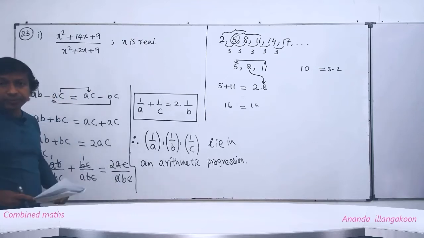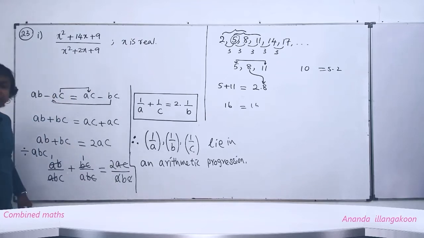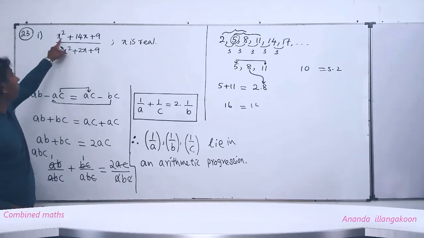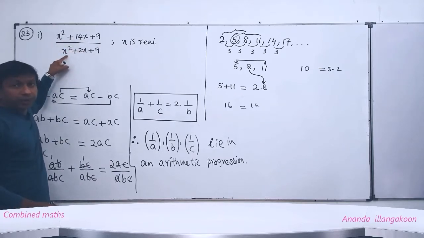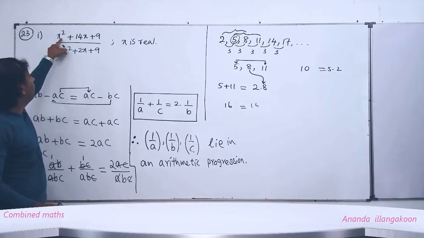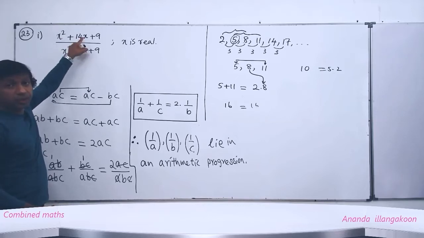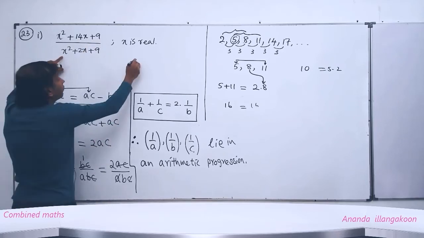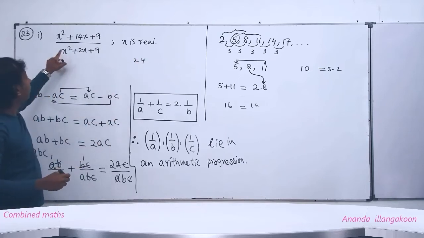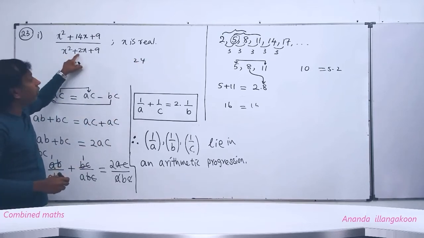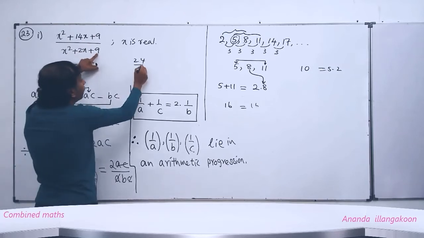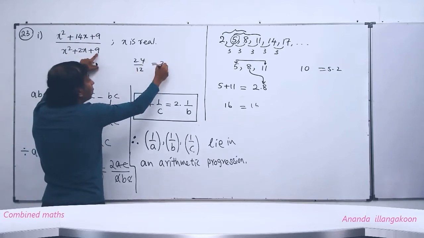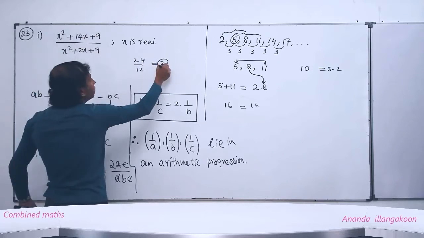Real x means what? We can substitute for this x any real number. For example, if I put x is 1, what do you get? Here 1, here 14, then 15 plus 9 means 24. Numerator 24. Denominator, x is 1, here 1, here 2, 3. 3 plus 9 is 12. 24 divided by 12 is 2. Then this expression will take the answer 2.